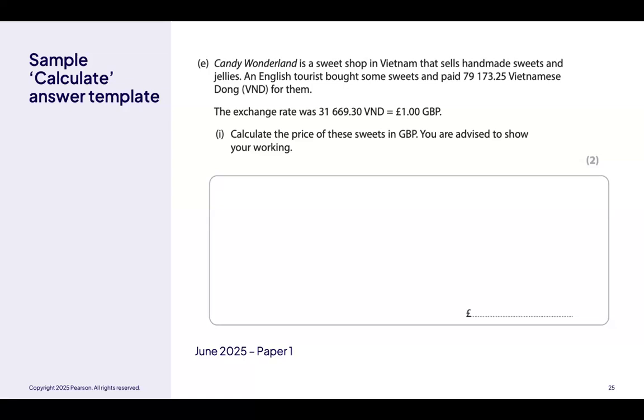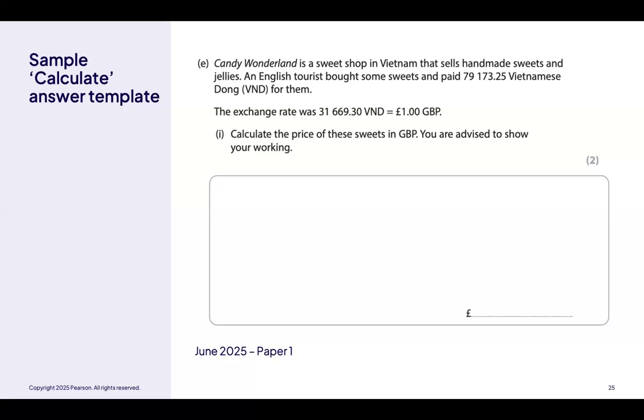So this is a question about Candy Wonderland, a sweet shop in Vietnam that sells handmade sweets. Let's look at the question. We've got the exchange rate there. Question 1, calculate. Here's the command word. Calculate the price of these sweets in British pounds. You're advised to show your working. And look at that right-hand side: it's worth 2 marks.